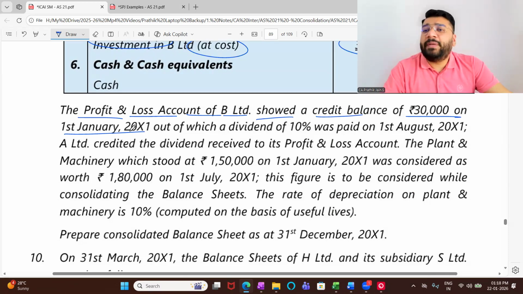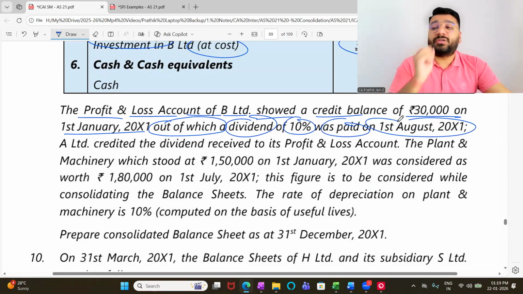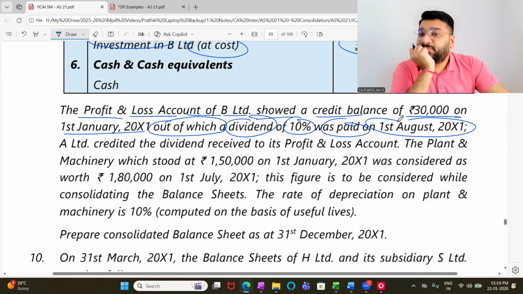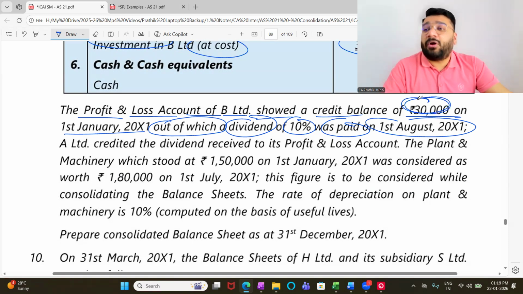So opening profit is how much? 1 lakh? Sorry, 30,000 rupees. Out of that, a dividend of 10% was paid on 1st August 2001. I'm not bothered whether this is final or interim. They have told that the money is paid out of this 30,000 rupees. This 30,000 is the profit before acquisition. So this is called pre-acquisition profit. If you pay dividend from the pre-acquisition profit, it is called pre-acquisition dividend.